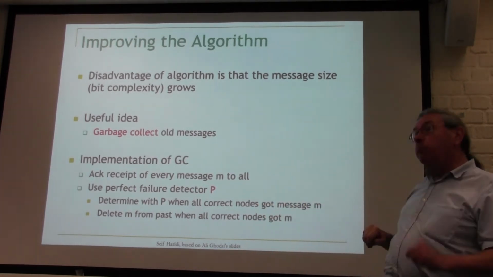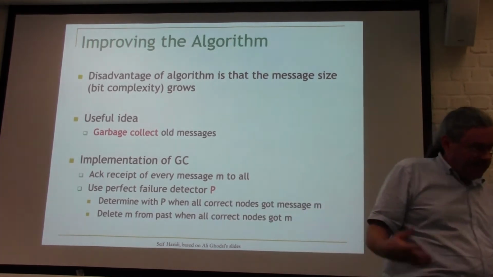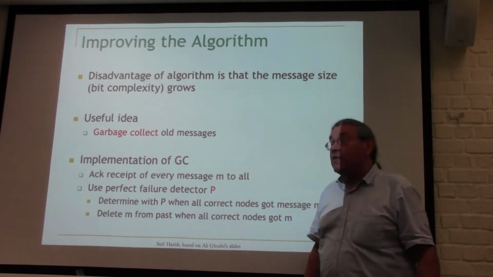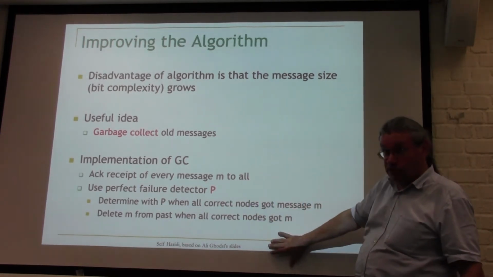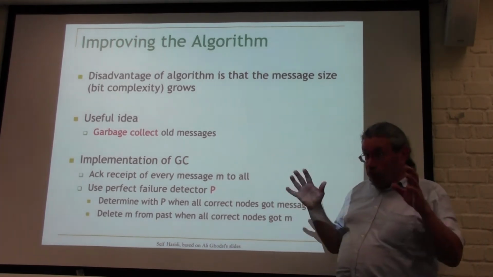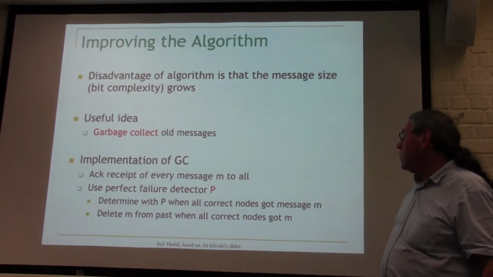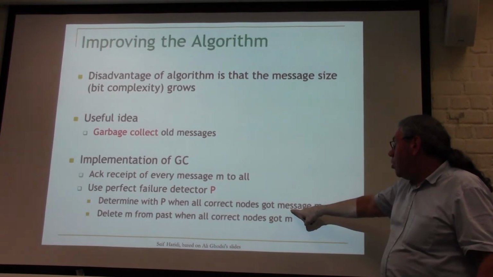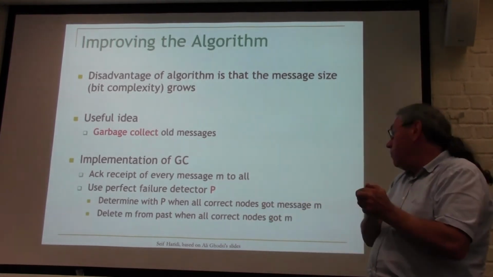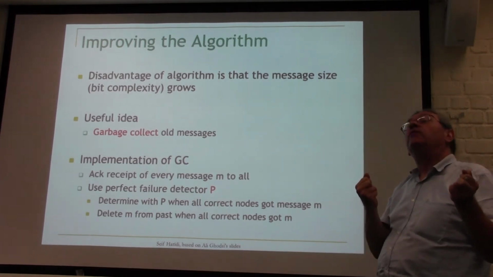There is a small problem with garbage collection: it requires a perfect failure detector. That's a pain, but we're going to assume a perfect failure detector. That's a general problem with garbage collection in distributed systems. It's actually quite hard, and if you want to do it really well, you'll need a perfect failure detector. So the idea is, when all correct nodes got the message M, then you don't need it anymore, and you can remove it from the past list.